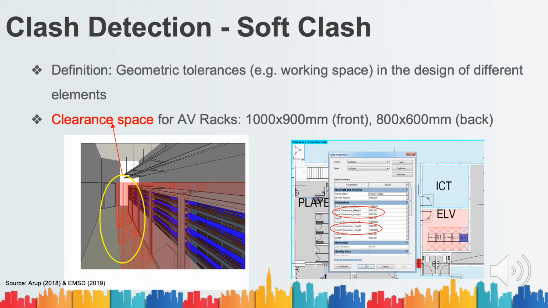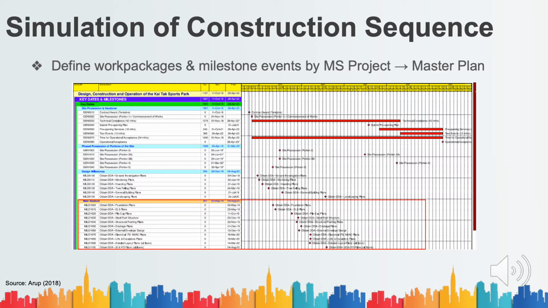The soft clash means the geometric tolerance in the building design. For example, there is a requirement for the maintenance and working space of AV equipment, which is shown in red in the figure. Therefore, with the above detections, comments can be made on the clashes to show the required amendments. Errors and redundancy of the construction could be avoided before construction to save cost and time while enhancing the project quality. For the 4D simulation, this can be achieved by the combination of the levels work file and the master plan.